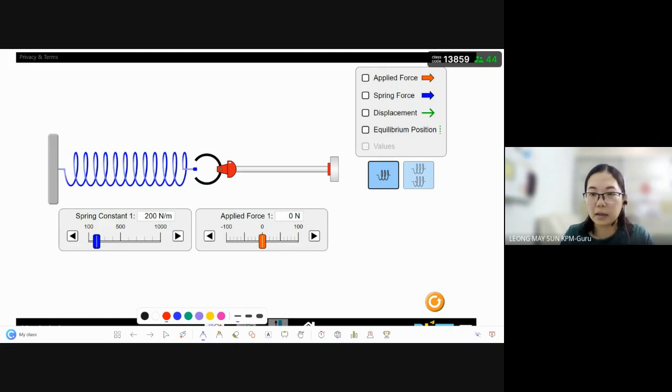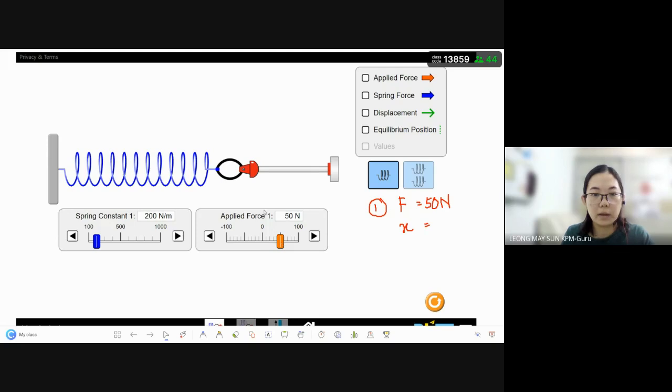If I take one spring and apply a force of 50 Newton, let's see what the extension value will be. For 50 Newton, the extension is 0.25 meter.